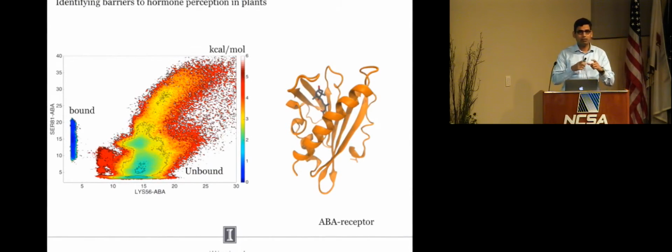And now we can say, what are the key mutations I can make that would reduce that barrier? So you can have a hormone at a low concentration, but it can bind the receptor, and then it can do its function. So these are, again, first principle predictions we can make for these types of systems.